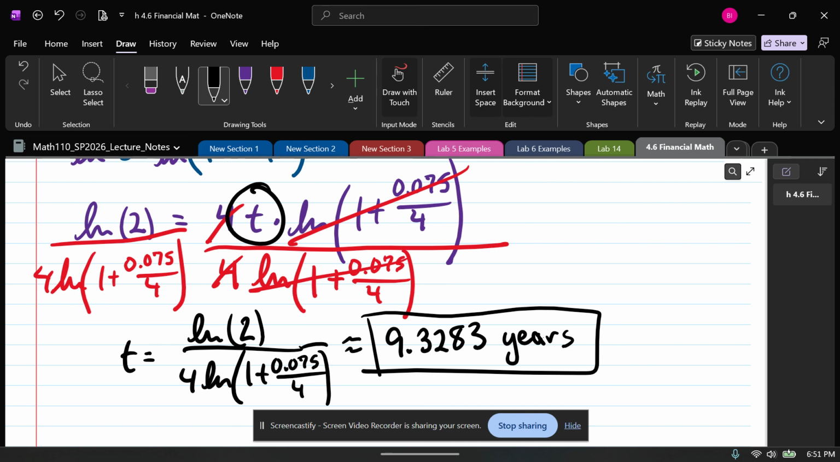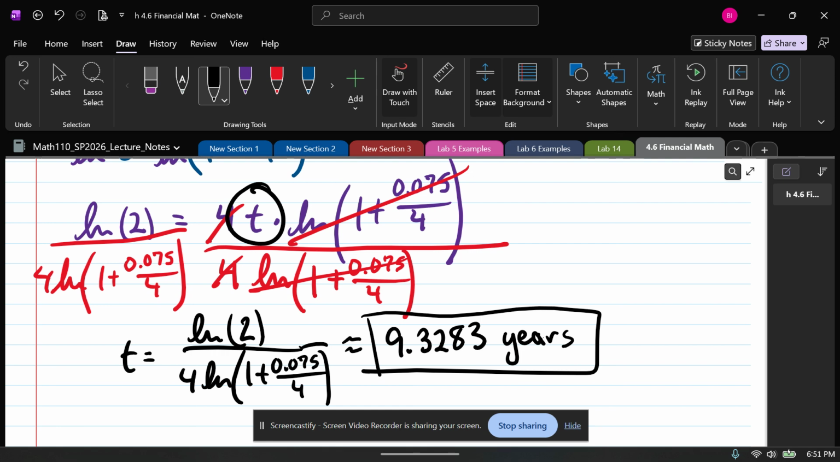So 9 years and 4 months to double my money, if I just put $2,000 in it and left it. Okay, that's how long it takes me to double my money at 7.5% interest.